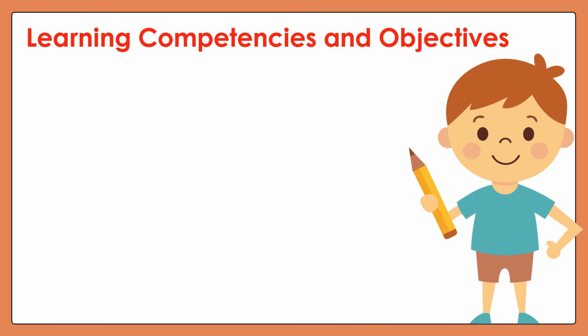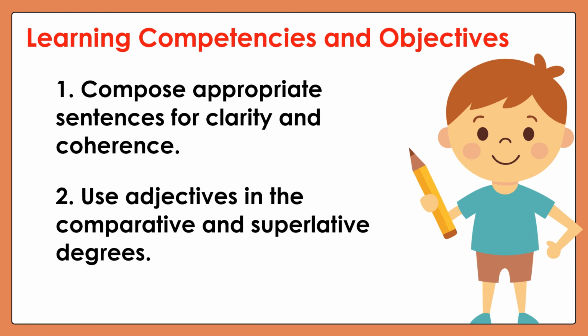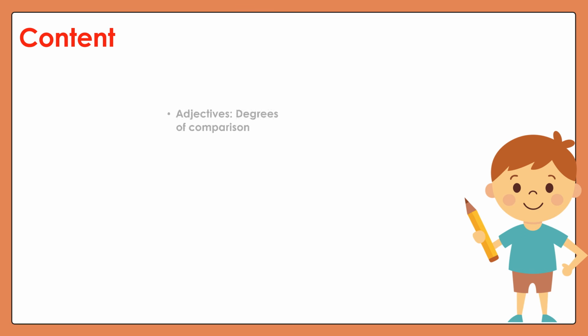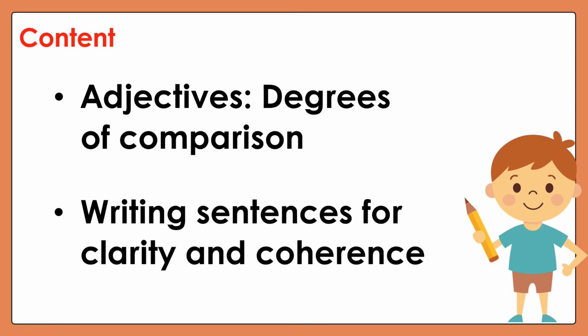Learning competencies and objectives. First, compose appropriate sentences for clarity and coherence. Second, use adjectives in the comparative and superlative degrees. Content. First, adjectives, degrees of comparison. Second, writing sentences for clarity and coherence.